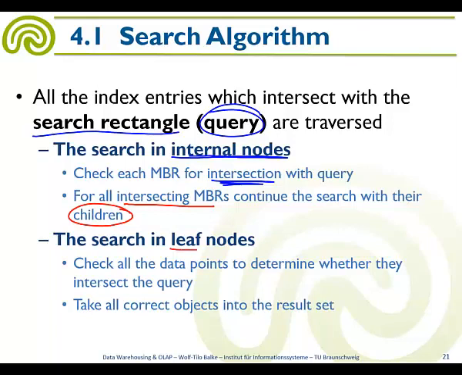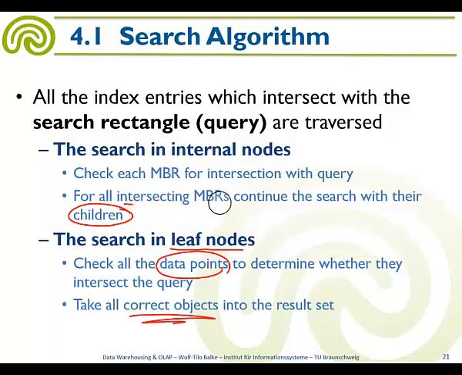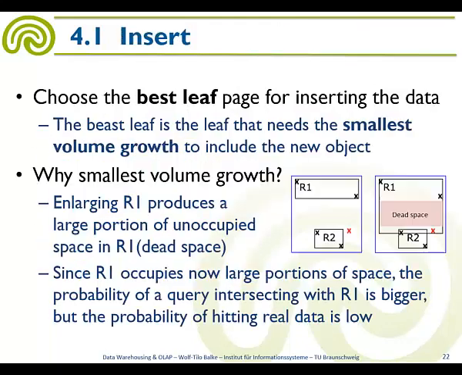Once you reach the leaf nodes, so you found a path that leads you to a leaf node where the data points are actually there, you start checking the data points themselves, and you check as well, do they intersect with the search query or not? And at the end, you take all the correct objects in the results set and return them to the user. So this is basically how it works. Is everyone clear on the search operation, how it works? Problems when you have overlapping will be handled shortly.